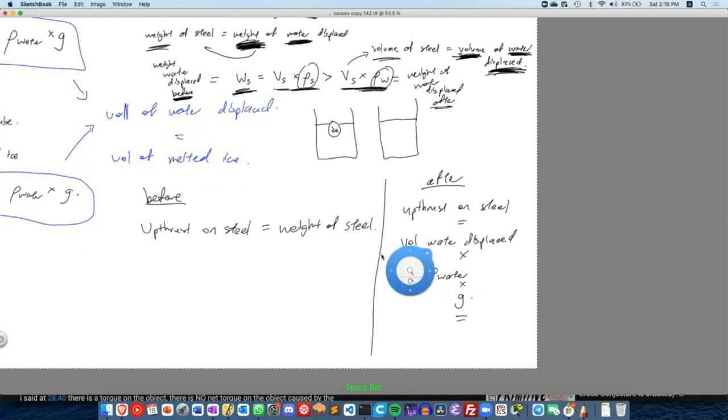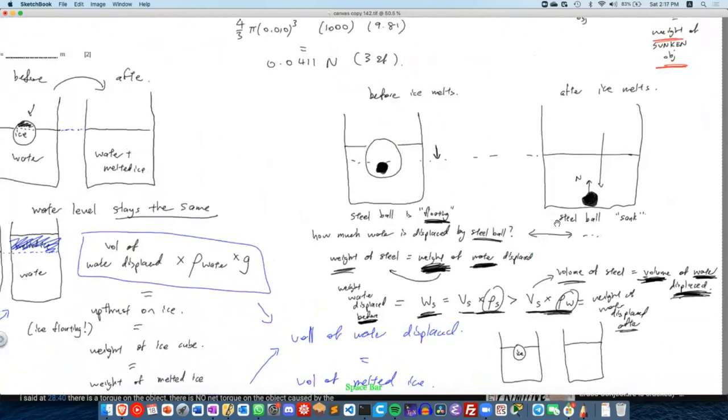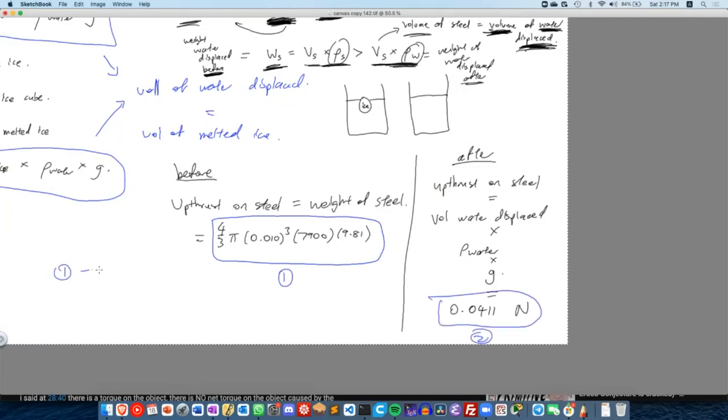So this scenario, we have actually calculated it in part two, right? Part two, where the ice is fully melted, the upthrust acting on the steel ball is 0.0411. And in the first scenario, the upthrust on the steel is equal to the weight of the steel, which is equal to the volume, 4/3 pi r cubed, times the density of steel times 9.81. So if you take the difference of these two, let's take the before minus the after. Let's take 1 minus 2.